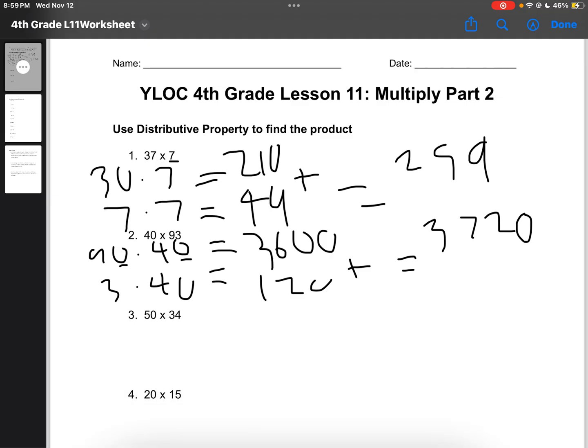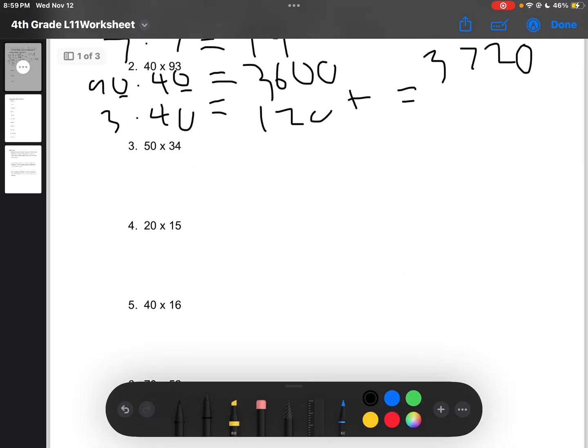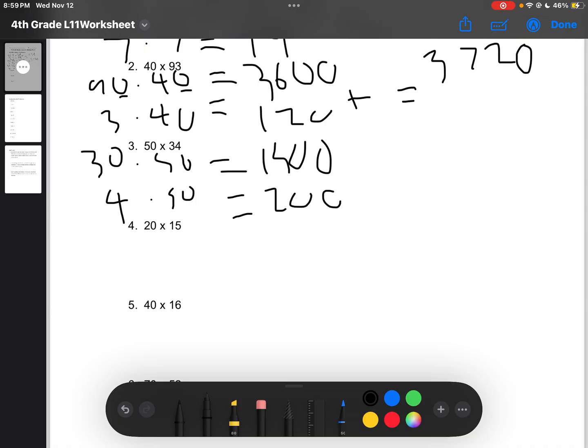Number 3, we have 50 times 34. So we'll separate 34 into 30 and 4, and we'll multiply by 50. And 3 times 5 is 15, and we just add 2 zeros. And 4 times 5 is 20, and we'll add 1 more 0. And if you add them, it will be 1,700.